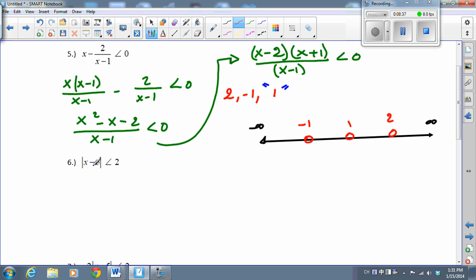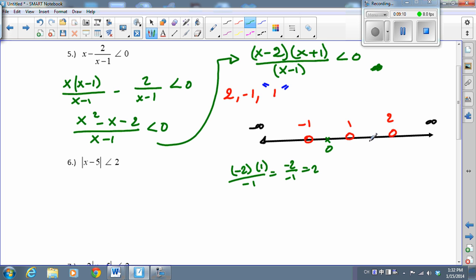All I need to test is a single point. So let's go ahead and test one point. I would prefer to test the point 0. If I plug in 0, I got negative 2 times 1 over negative 1. That will be negative 2 over negative 1, which is 2. Well, 2 is not less than 0. So this position is not a good one.